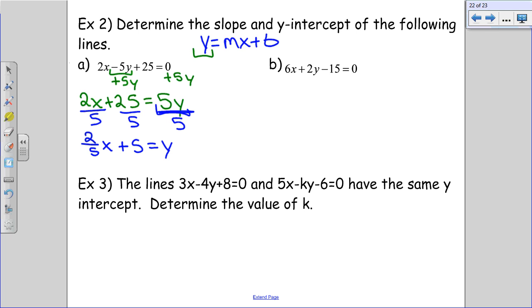Now I can answer my question. The question was, what's the slope, what's the y-intercept? Slope equals 2 over 5, y-intercept equals 5. I couldn't answer that question until I got it in the proper form. And then it was really easy to answer.